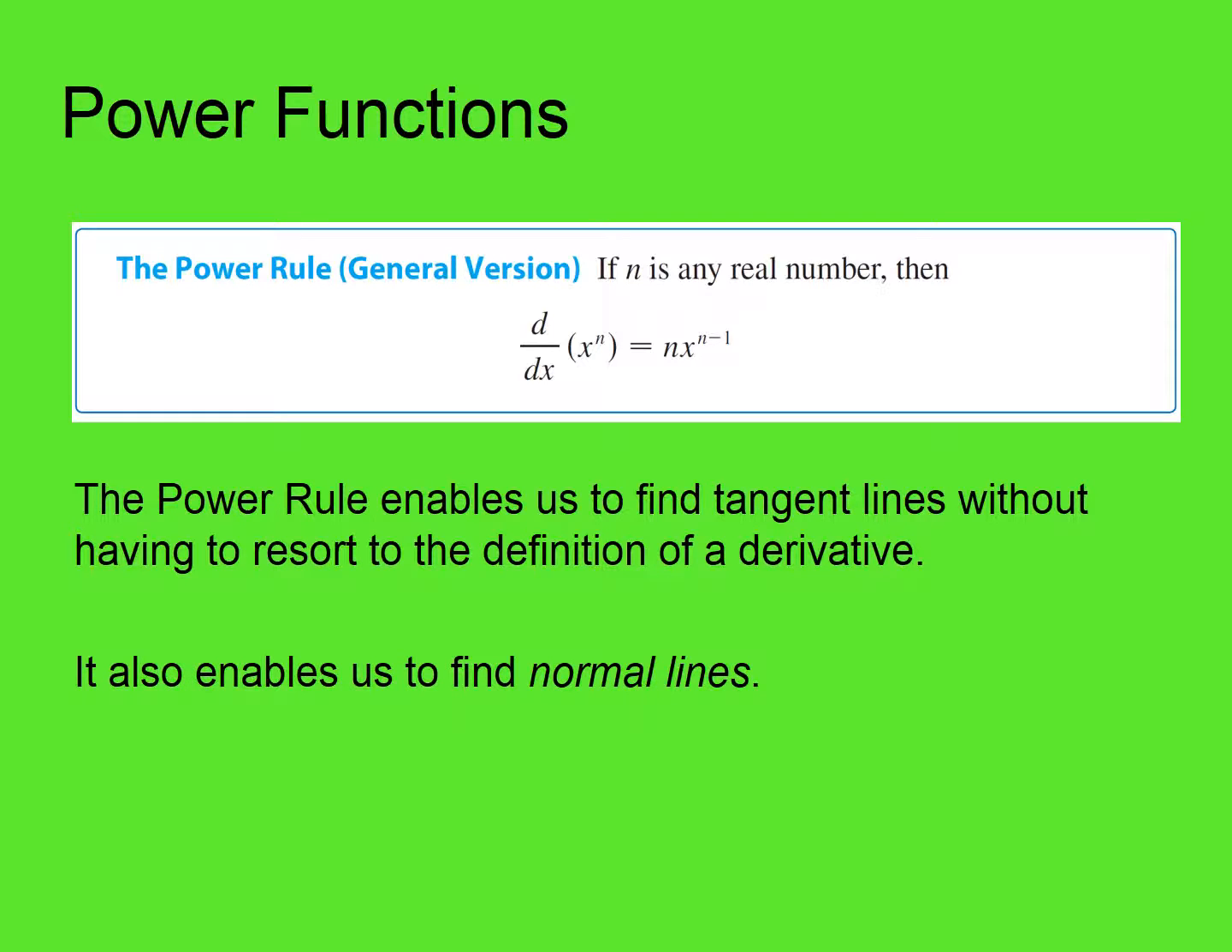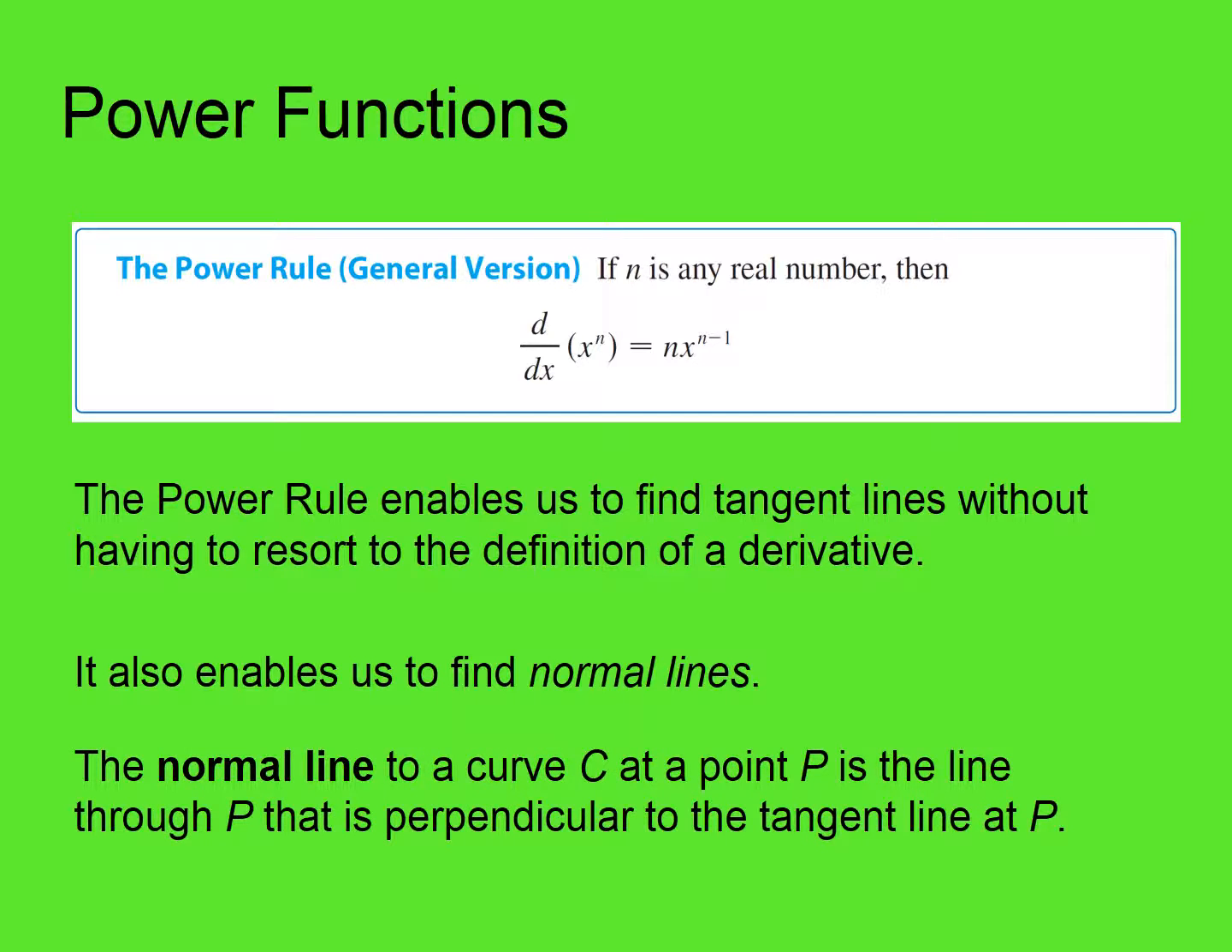It also enables us to find what are called normal lines. The normal line to a curve C at a point P is the line through P that is perpendicular to the tangent line at P. Because if you can get the slope of the tangent, you can get the slope of the perpendicular. They are negative reciprocals. And if you can get the slope, you can get the equation of the normal line, if that's what you want to do.